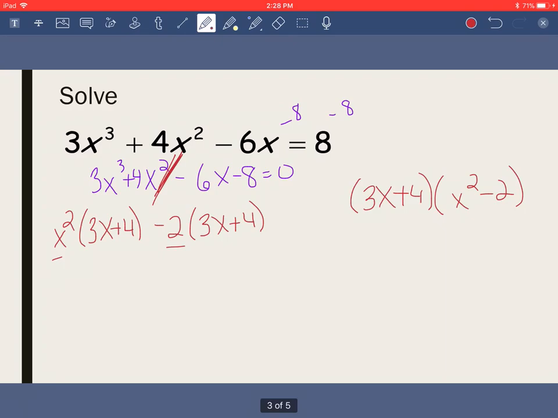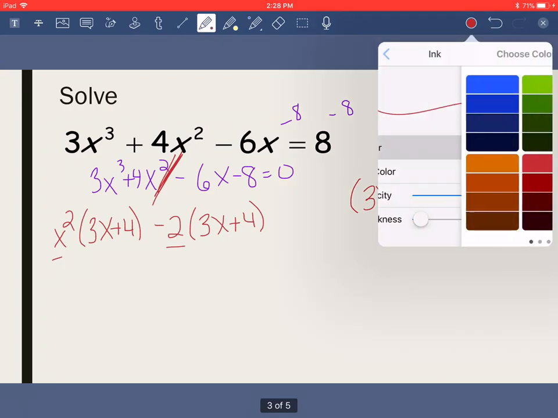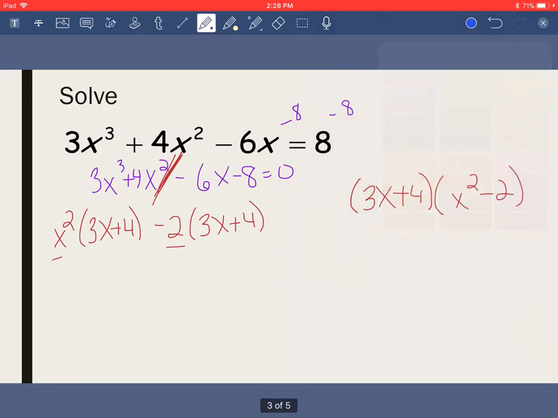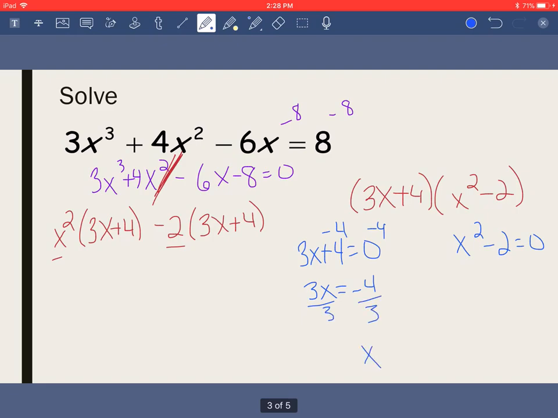And now to go further, we're going to solve. So each one of our factors we're going to set equal to 0 and solve it. So 3x plus 4 equals 0. So subtract 4, and I get 3x equals negative 4. Divide by 3. So one of my solutions is x equals negative 4/3.